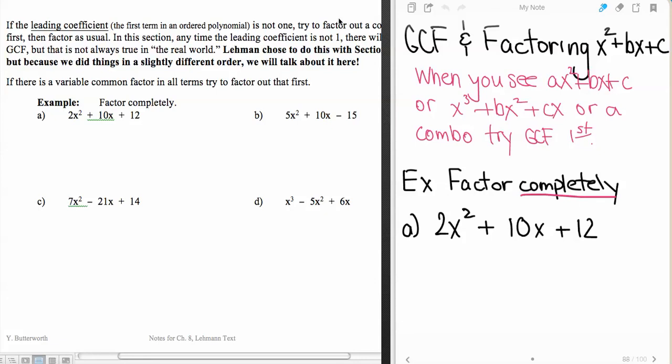Okay, we're on section 8.1. We're factoring a GCF now and factoring x squared plus bx plus c possibly after that. So Lehman covers this in section 8.2 because he'd already covered factoring a trinomial where the leading coefficient is 1. But I wanted to make sure we understood that GCF is kind of the first thing we always do, and then we get more strategies to cover after that. So that's why I covered things the way that I did.